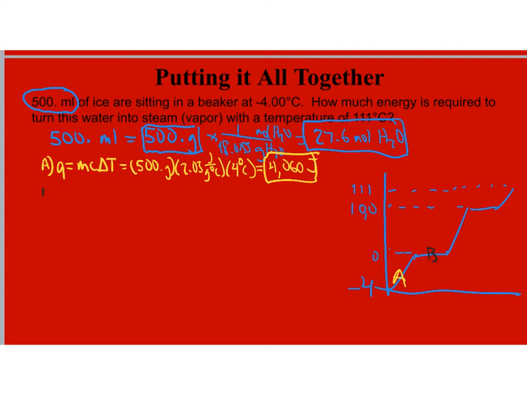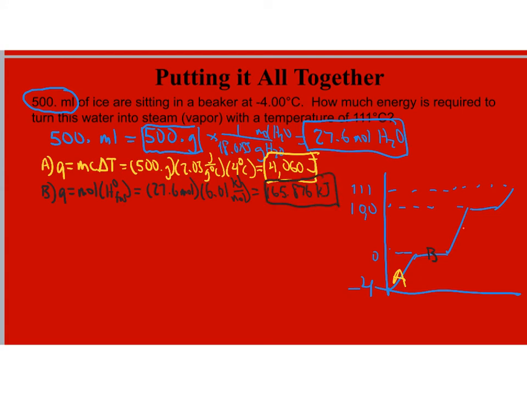And then we're going to do region B, which is this phase change region. Now remember, the phase change region is different. The phase change region is Q equals moles times delta H of fusion, which in this case is 27.6 moles times 6.01 kilojoules per mole. When I multiply that all out, 27.6 times 6.01, I get 165.876 kilojoules. So that's the second number we need.